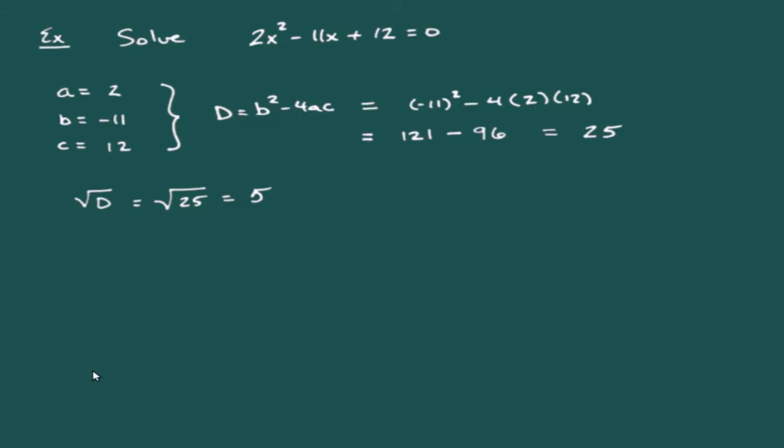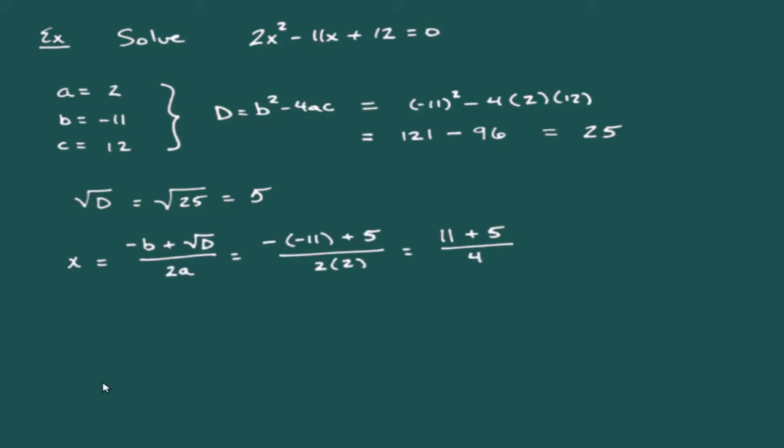Now that we have the square root of the discriminant, we're going to compute the roots. Computing the first one, x is equal to negative b plus the square root of D over 2a. Since b is negative 11, we have negative of negative 11 plus 5 over 2 times 2. Negative of negative 11 gives us 11 plus 5 over 4. 11 plus 5 is 16 over 4, which gives us 4.